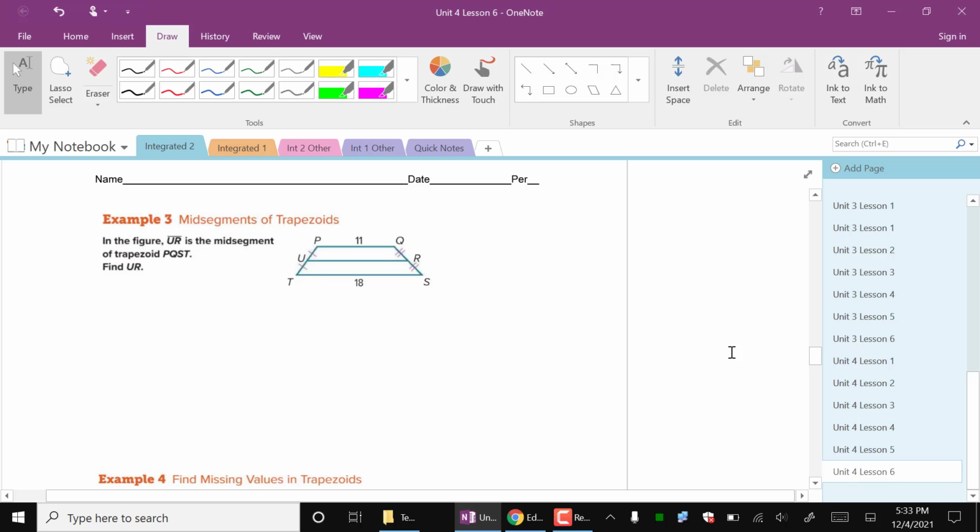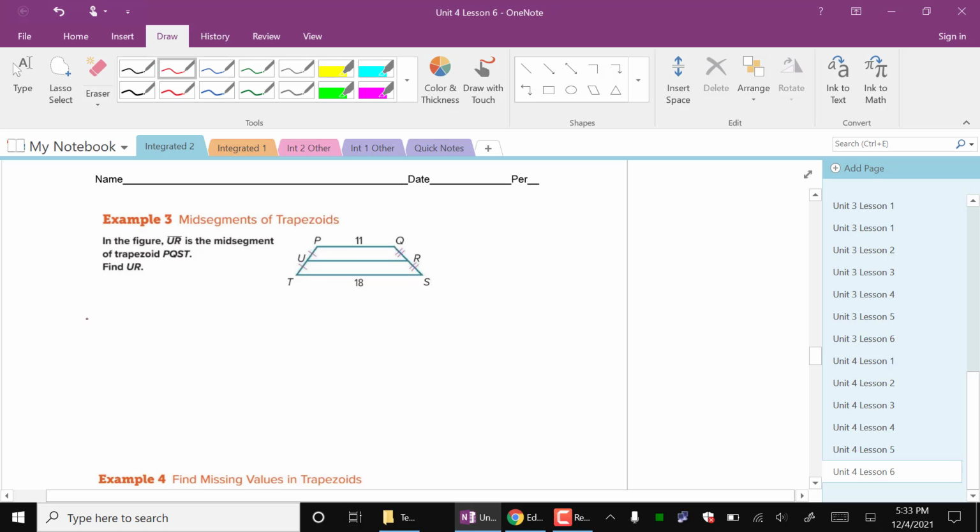So now we're going to use the mid-segment of a trapezoid. So this is dealing with the theorem. Look back at theorem 2.24. By the theorem, we know that UR, this middle segment right here, is equal to 1/2 of this top part plus this bottom part right here. Again, this is theorem 2.24. So we're going to use that to help us out.